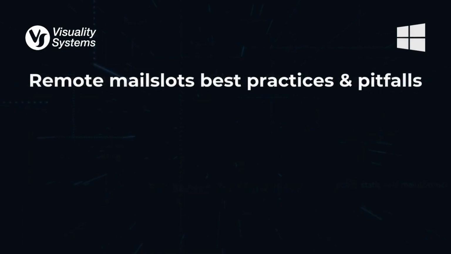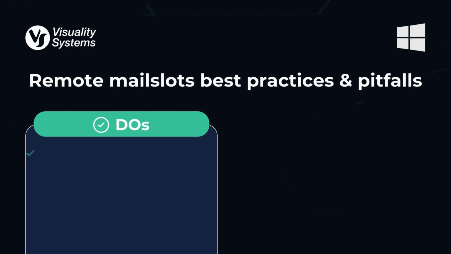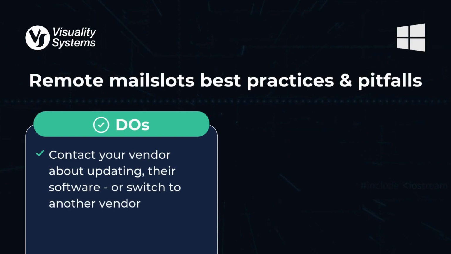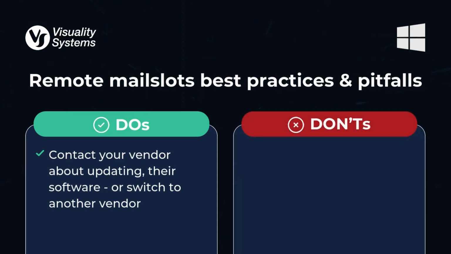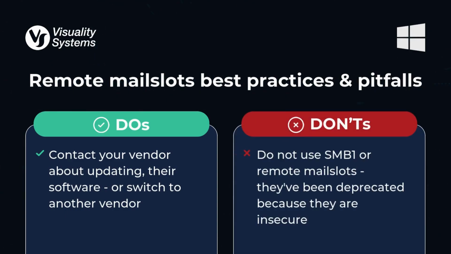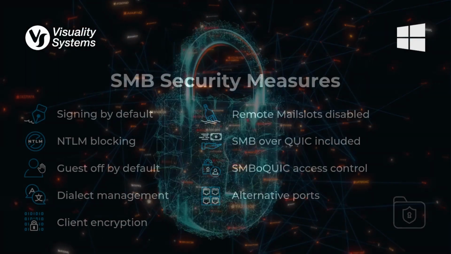To ensure a secure and modern SMB environment, follow these best practices. Do reach out to your vendor to update their software, or consider switching to a vendor that provides a secure, up-to-date solution. Don't use SMB or remote mail slots, as they have been deprecated due to serious security risks, including the lack of encryption and authentication. Eliminating outdated protocols helps protect your network from potential attacks.